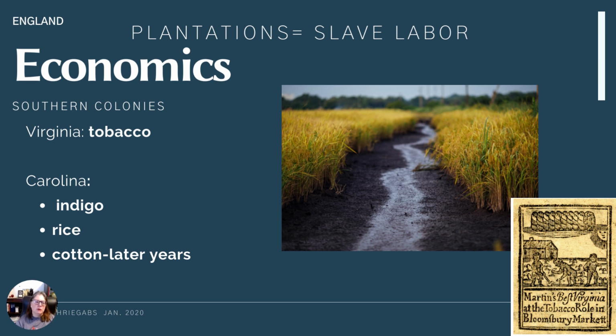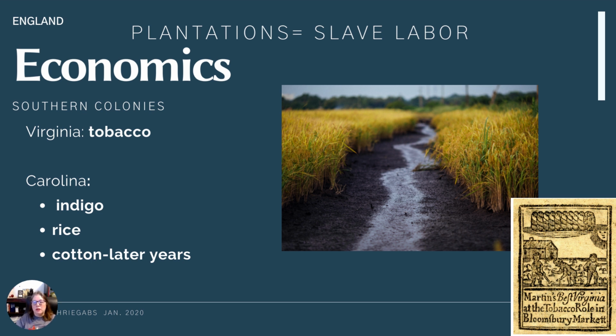They're going to grow indigo and rice. And rice, this is a picture of rice growing in the Carolinas. And it was called Carolina gold. So think about it. There's really a couple of reasons for that, right? It looks gold, grown in the Carolinas, and it's making them gold. It's making them filthy rich.